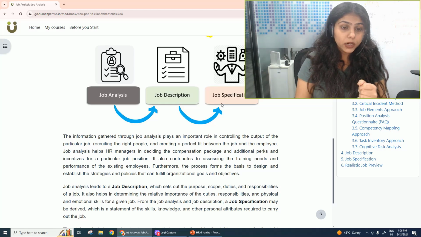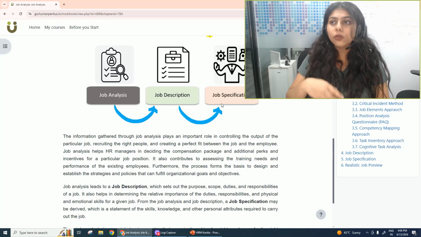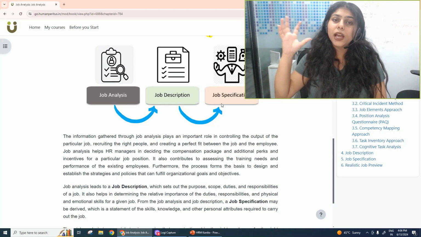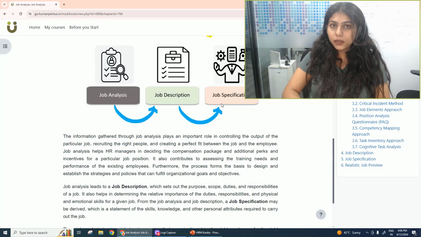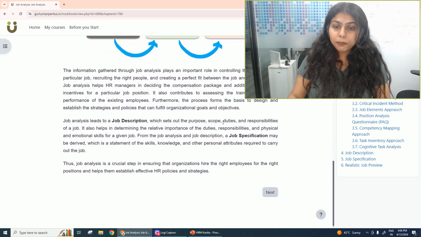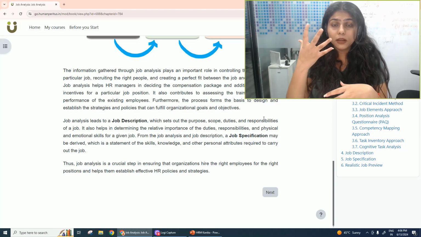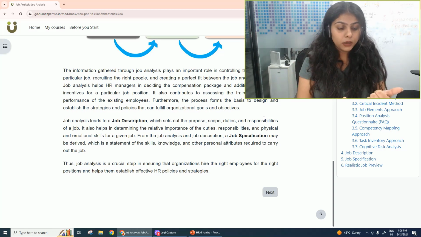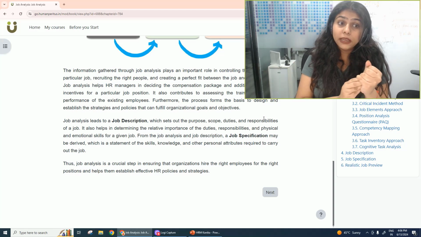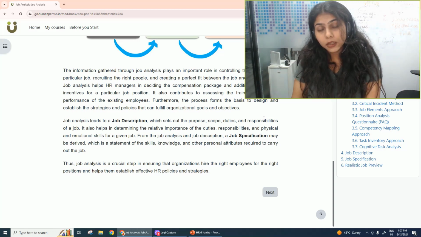So if this is a job which has to be in office, I will have to mention, okay, my office is in Delhi and you will have to be physically present in the office to do this job. All of those things, the purpose, the duties, the responsibilities, are very important. What is the employee supposed to do? Is this a sales job in a store? Does it entail anything else?